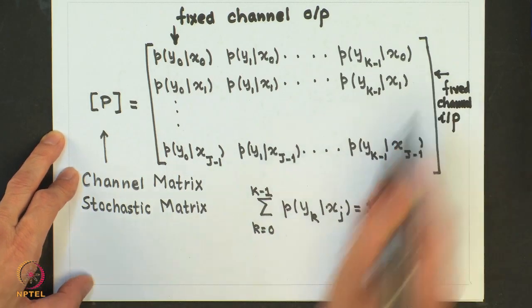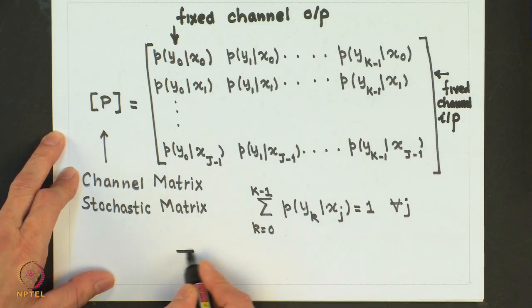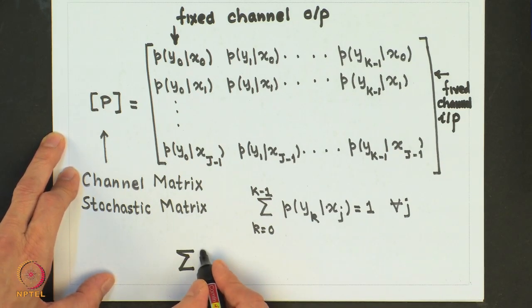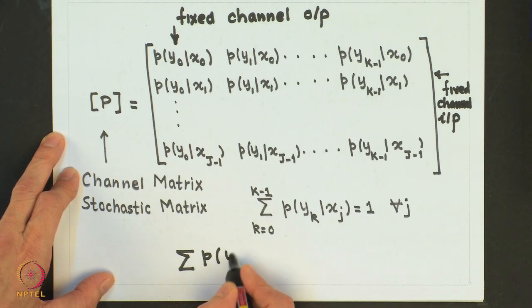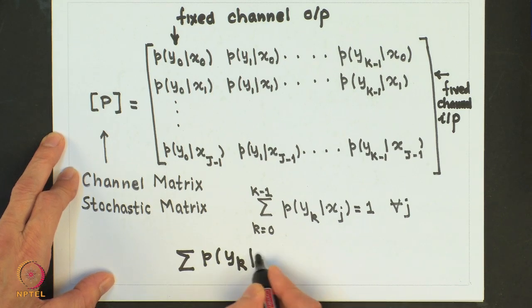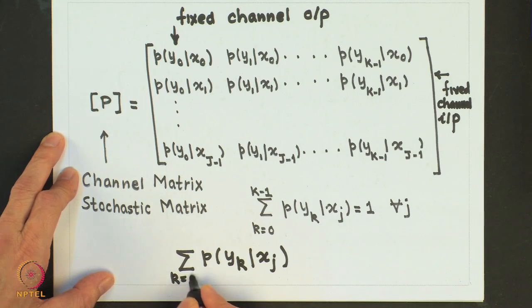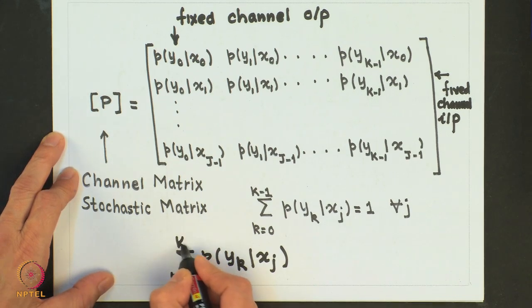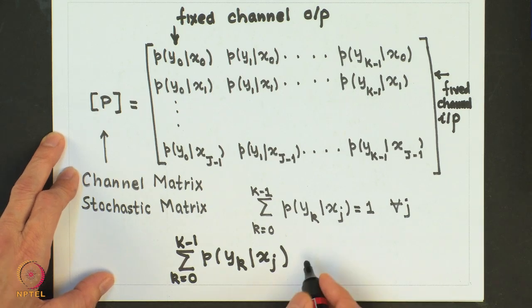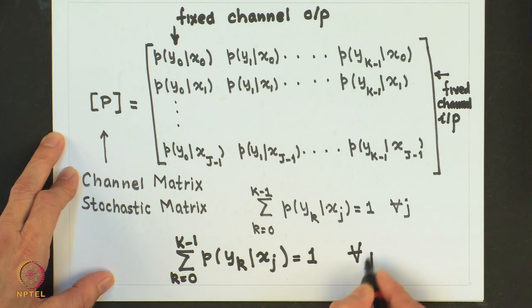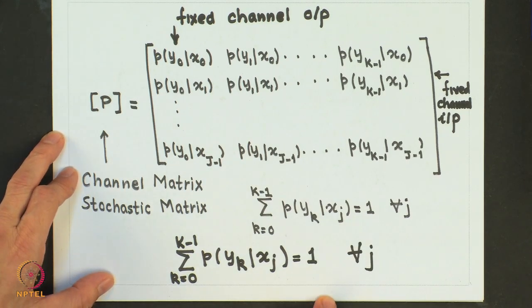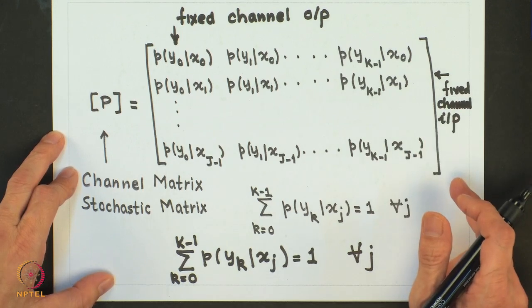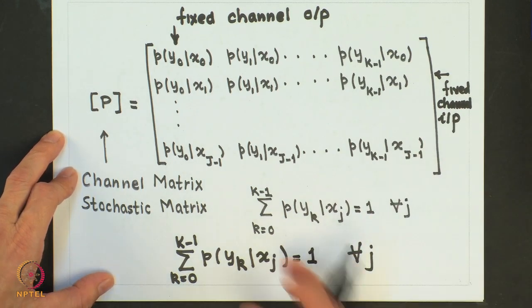And because this is a fixed channel input, it is not difficult to see that this condition will be always valid. The summation of probability of yk given xj, for k equal to 0 to capital K minus 1, will be equal to 1 for all j. What it says is that some output will occur for the given input xj.